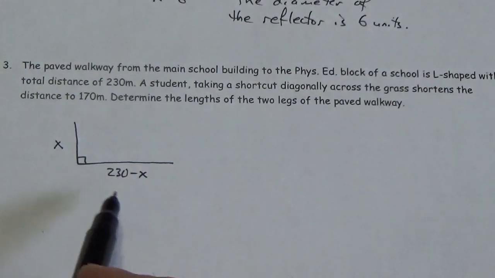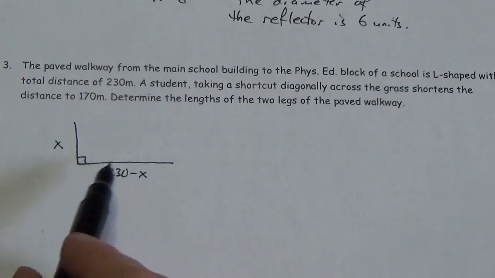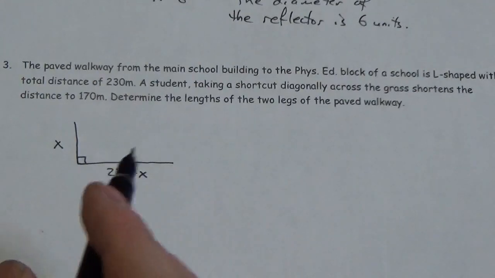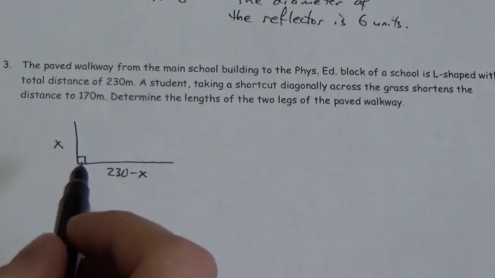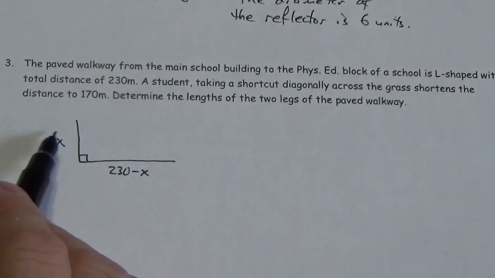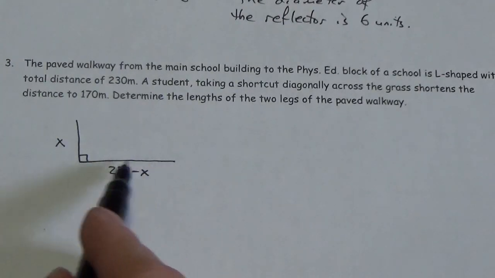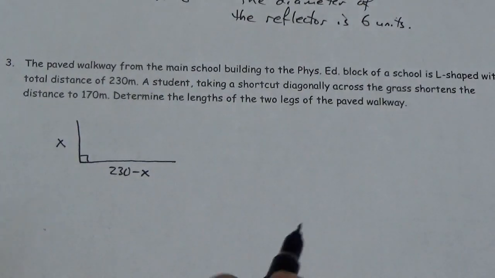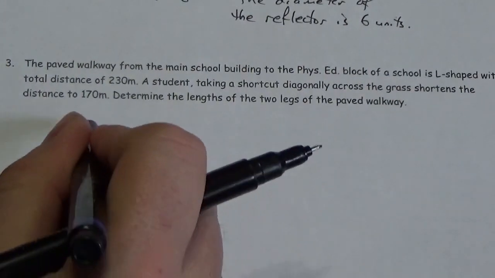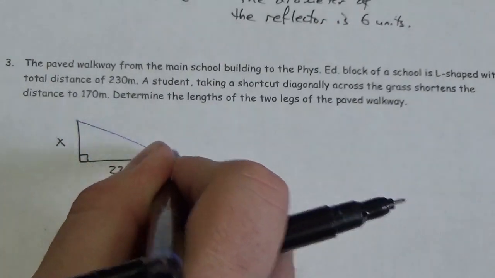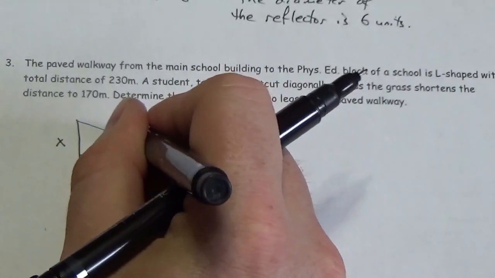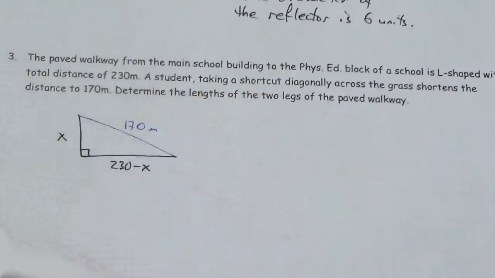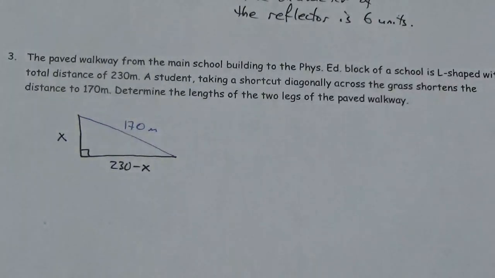And even if I used a y here, at some point I would end up producing this expression. It's just the way that works. Like if I knew that this was 30 meters, then I would know automatically that this had to be 200 meters. That's just a given here. The next bit of information we know is that the diagonal here, from here to here, is going to be 170 meters. Okay, so those are the bits of information that we've been given.